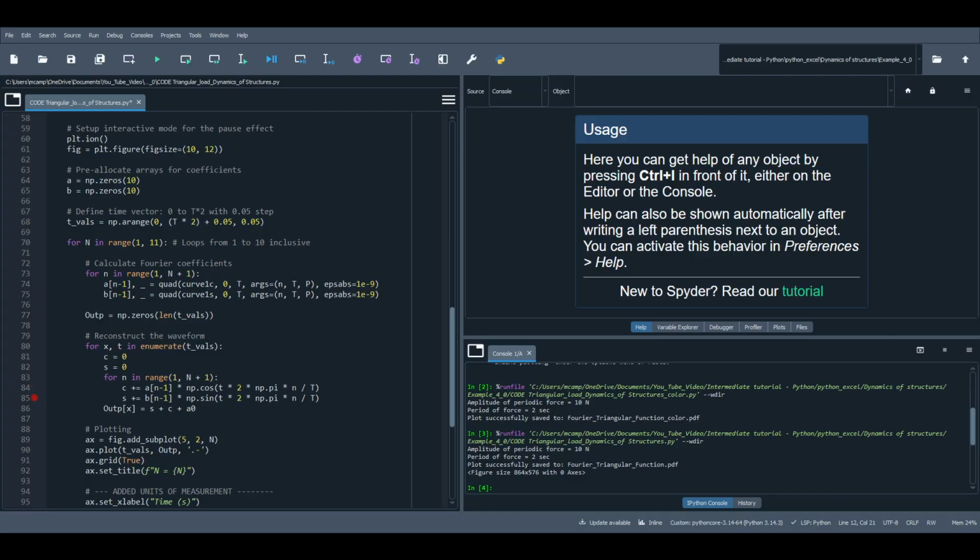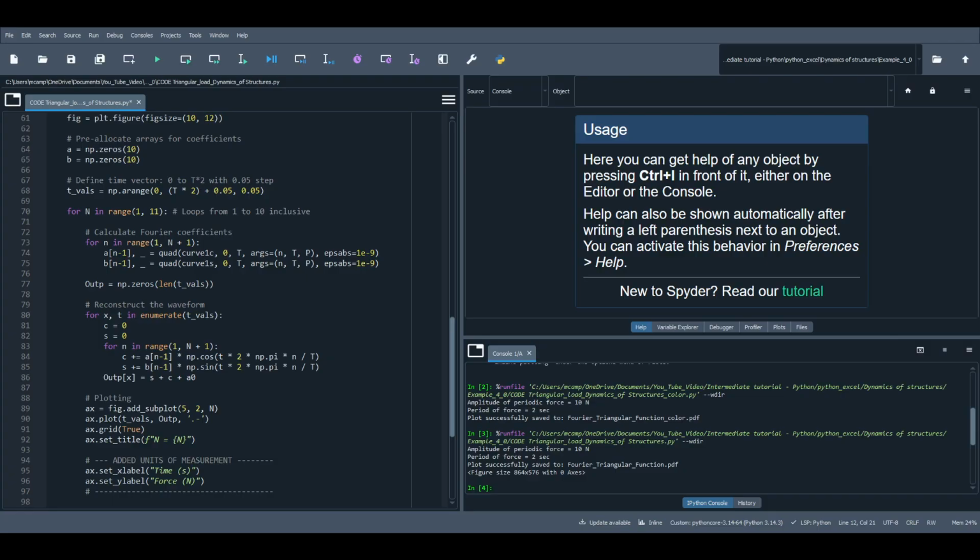in line 84, add the nth cosine term to the running sum of C, and in line 85, add the nth sine term to the running sum of S. Output is the sum of these two values, C plus A0.